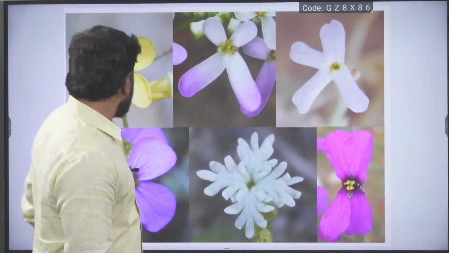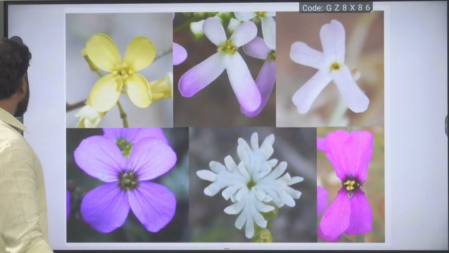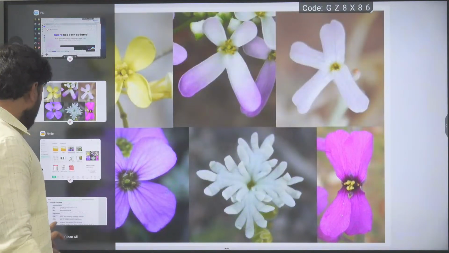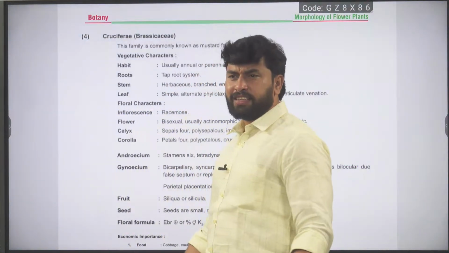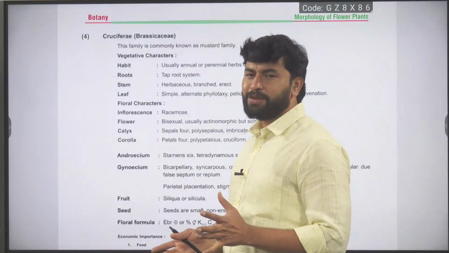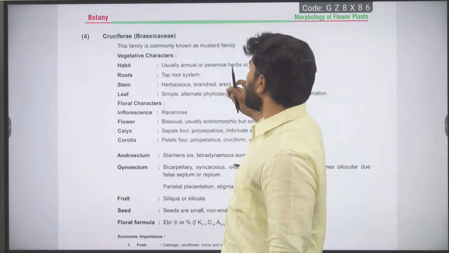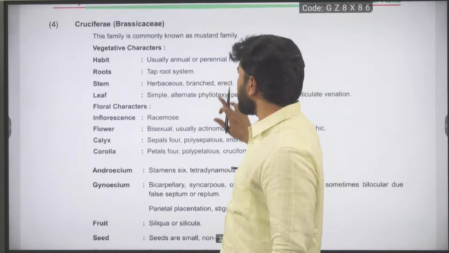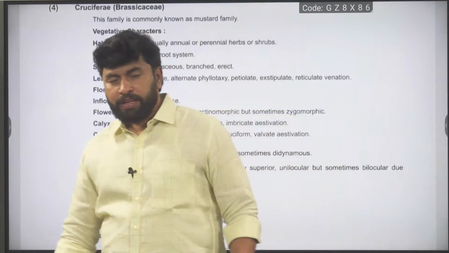Brassicaceae, because in that family the well-known genus is Brassica. Brassica napus, Brassica oleracea, Brassica campestris, like that varieties are there. That's why the family is also called Brassicaceae. Cruciferaceae is also called Brassicaceae. This is commonly known as the mustard family. Well known, world famous one in the family: mustard.